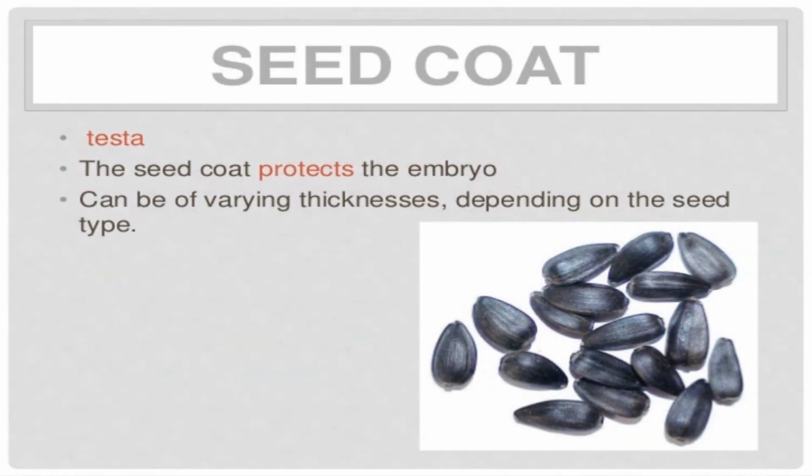First of all, we will start with the seed coat. The seed coat is also called the testa, the external covering of the seed. What is its function? If somebody asks what the function of the seed coat is, you can tell this answer: it protects the inner parts of the seed. In any case, what does a covering do? It always protects the inner parts. So here the seed coat protects the embryo or the inner parts of the seed. It can be of varying thickness depending upon the seed type. Sometimes the seed coat is very hard, and sometimes it is dry, papery, and thin.